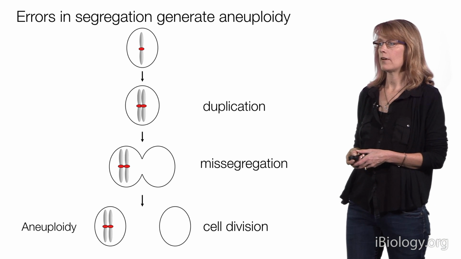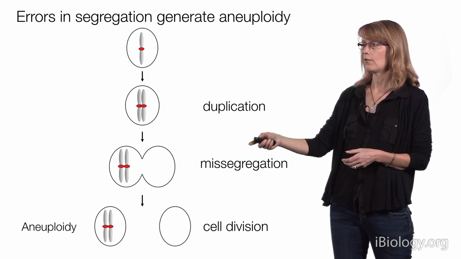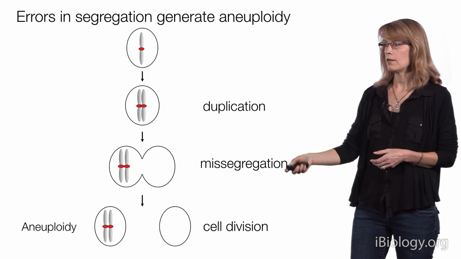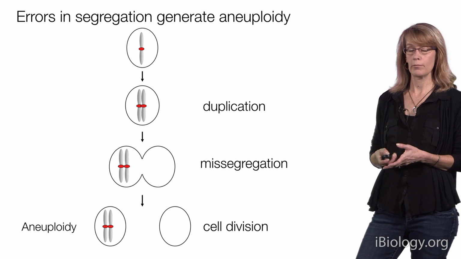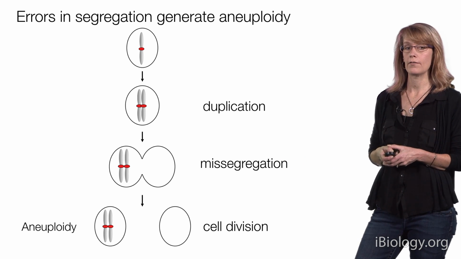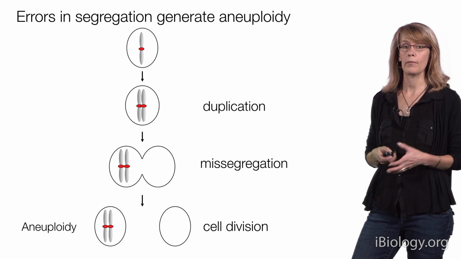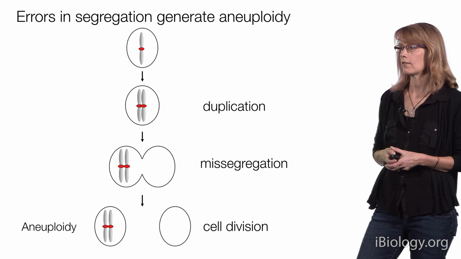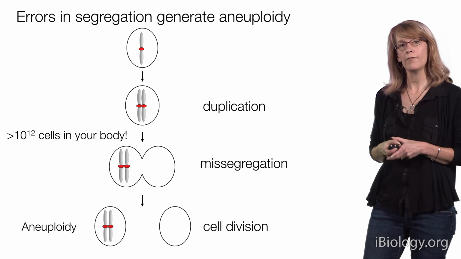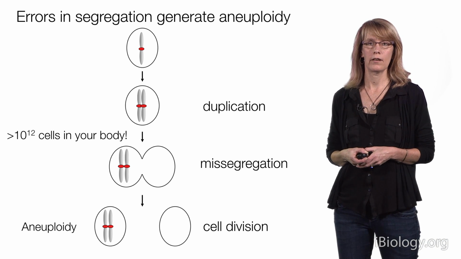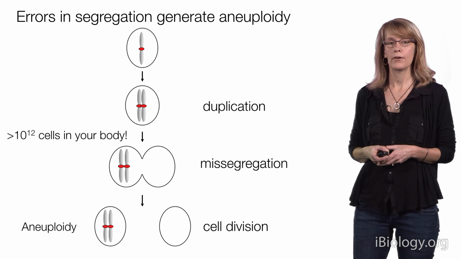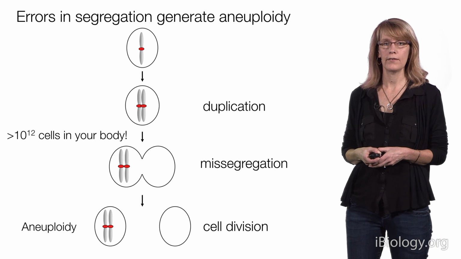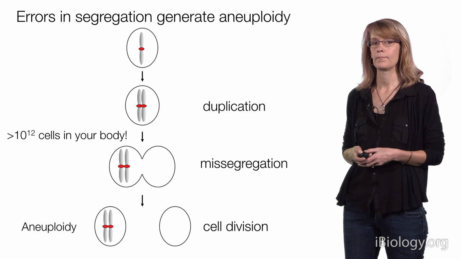Now, a chromosome missegregation event during mitosis, shown here, results in aneuploidy, as I just showed you on the previous slide, which is a common hallmark of cancer. And I should mention it's a common hallmark of other diseases such as birth defects. I want to remind you that you have greater than 1 trillion cells in your body. So this process has to happen correctly for every pair of chromosomes in every cell every time they divide.